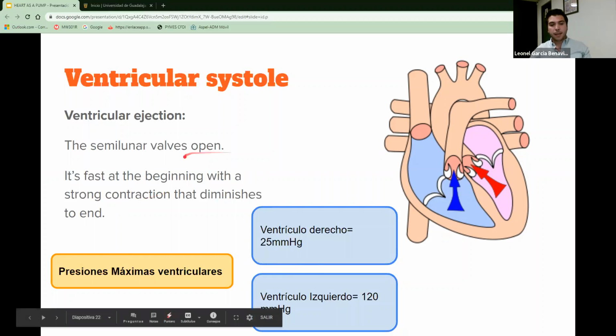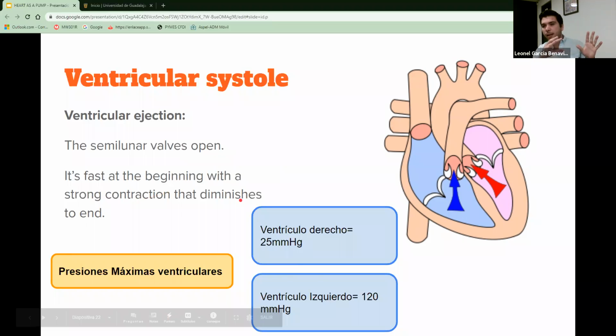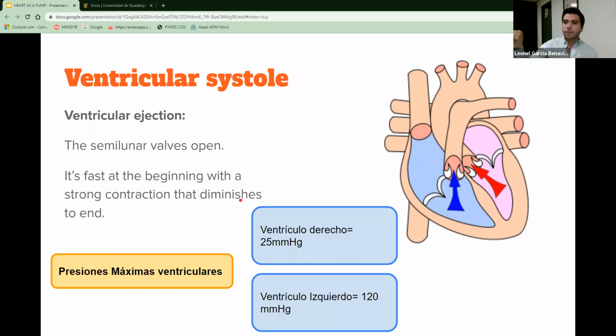It's going to be fast at the beginning, and then the contraction is going to become a little bit weaker, so it's going to diminish a bit. So most of the blood, what does that tell you? Most of the blood comes out at the beginning when the pressures are at their peak. When the pressures are the highest, that's when most of the blood is going to go out, and then it's going to diminish a bit.